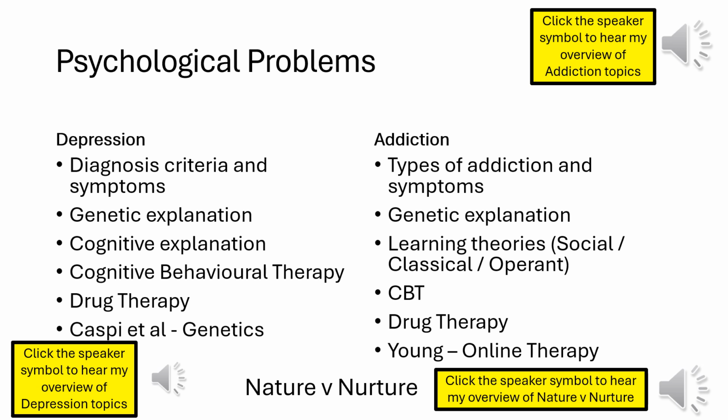The study for addiction is Young, so this is looking at online CBT for those who are addicted to the internet, and found that over 12 weeks it was effective, and 6 months later, yes, it wasn't as effective as it was after 12 weeks, but it was still effective from when it first started, showing that online therapy, and especially CBT, is an effective long-term treatment for those who have internet addictions.